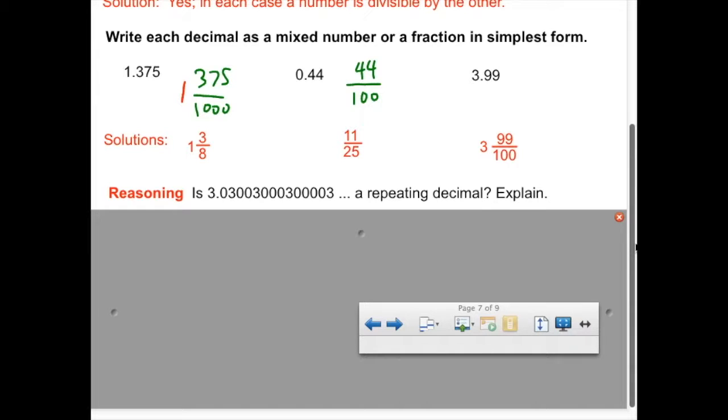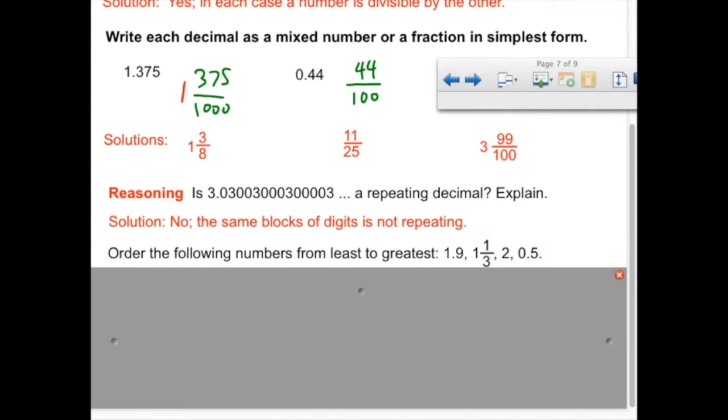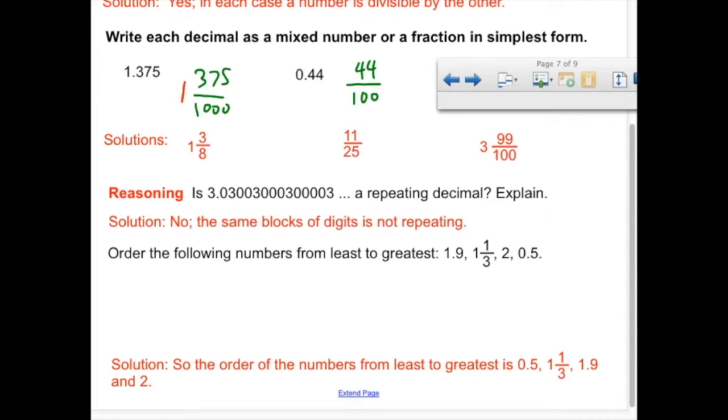No, it's not. Could I take an ink stamper of one part of this and keep making the rest of the number? No. What's happening? There's no block, because the blocks are changing. The zeros between the threes are getting more numerous every time the three happens. That's not a repeating block. The blocks don't repeat. They change. So it's not repeating. Okay, and then this was the last question. I already did that a couple of times in the lesson. That's it.